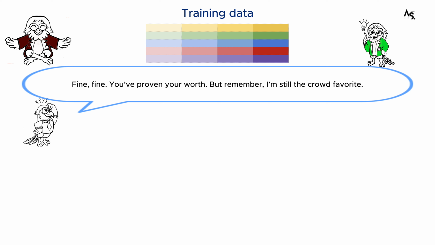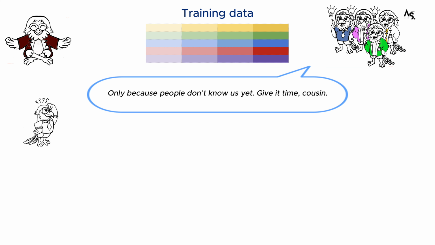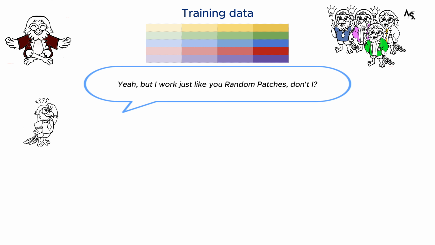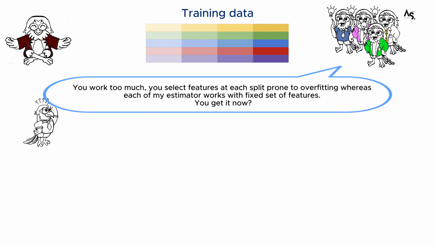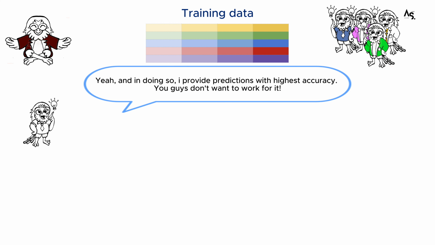Fine. You've proven your worth. But remember, I'm still the crowd favorite. Only because people don't know us yet. Give it time, cousin. Yay. But I work just like you, random patches, don't I? You work too much. You select features at each split, prone to overfitting, whereas each of my estimators works with a fixed set of features. You get it now? Yeah, and in doing so, I provide predictions with highest accuracy. You guys don't want to work for it.